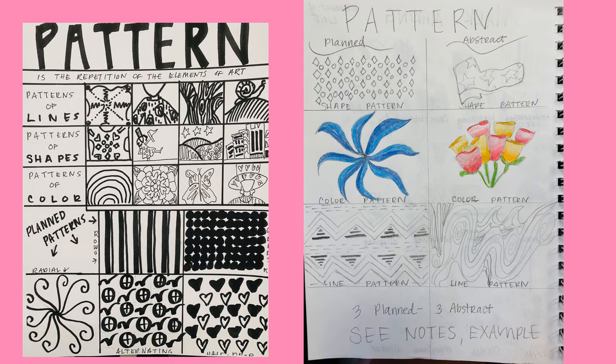So you see I have a shoe with a shaped pattern of stars, colors in my flowers, a line pattern, but it's not really representative. And then on the opposite, the planned, I used the half drop or the brick pattern at the top, the radial pattern for my color, and then I did rows for my line pattern. So again, you're going to be doing 3 planned, 3 abstract, using the worksheet as a reference.